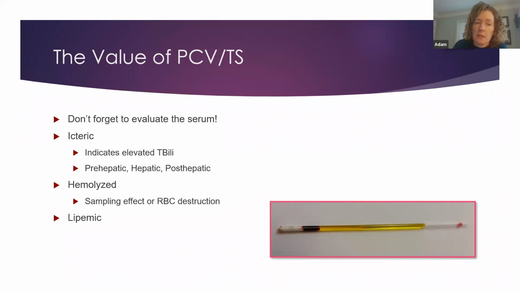If it looks hemolyzed, that may just be a sampling effect, but we can also see that with IMHA and red blood cell destruction. And if it looks lipemic, that's important to note too. It may indicate other changes in the blood work. It may indicate a recent meal. We can see it with some kinds of toxicities or some kinds of treatments that we provide. So often when we do lipid therapy in dogs, we're monitoring samples for lipemia to see if we can continue therapy in those guys.